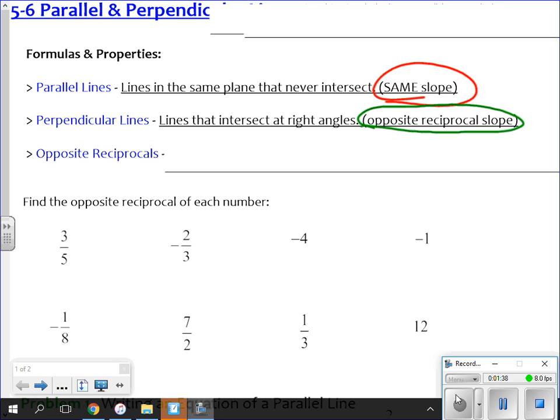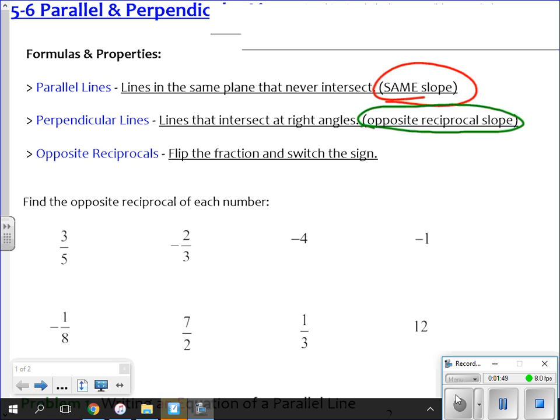If I have two lines that are perpendicular, their slopes are opposite reciprocals. And that's the key to remember. Now, what does it mean by opposite reciprocals? Flip the fraction and switch the sign. Reciprocal, you flip it over. Opposite means that if one's negative, the other one's positive.